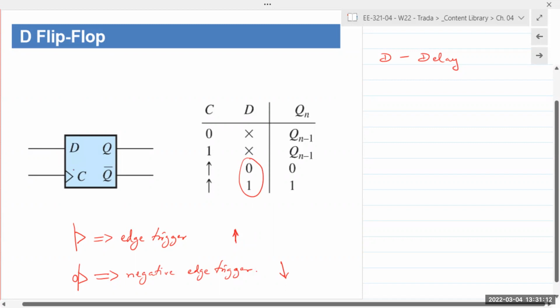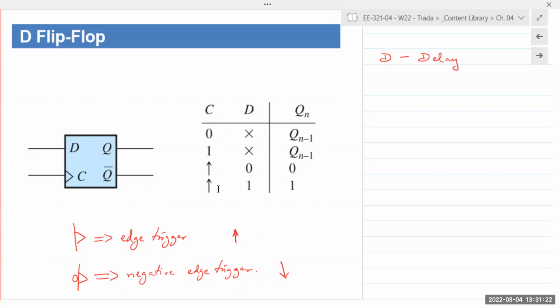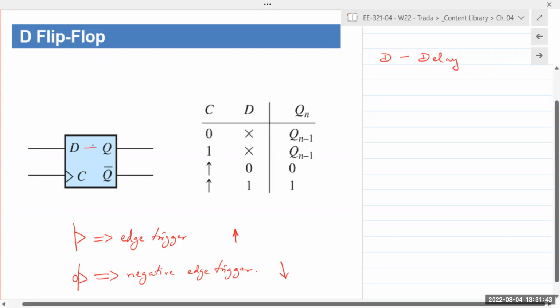So whatever value D is presented with, whether it's 0 or 1, will be sent to the output after a certain delay. That is when the clock goes from 0 to 1. That's what is meant by delay. So the output is always on a delay. It only moves the input to the output. D is connected to Q only on a positive going edge of the clock.